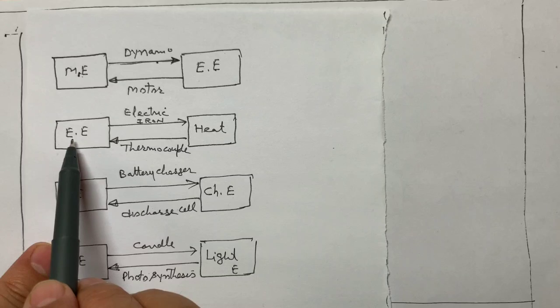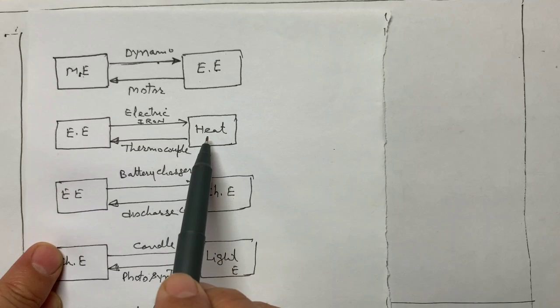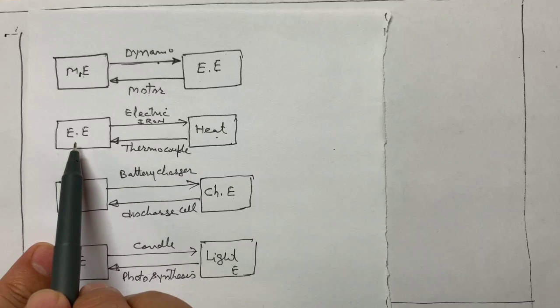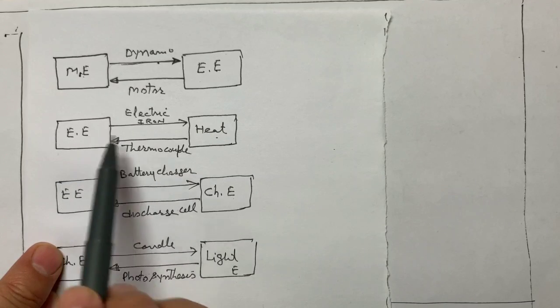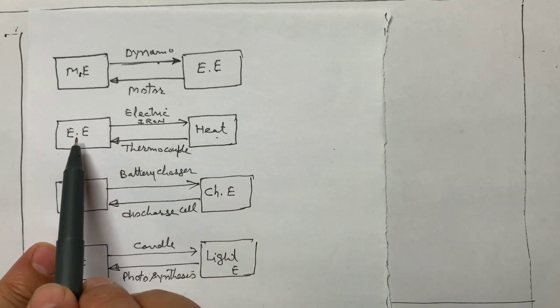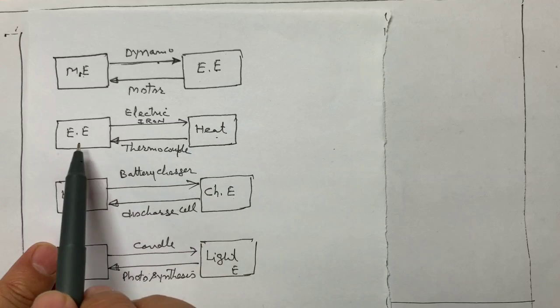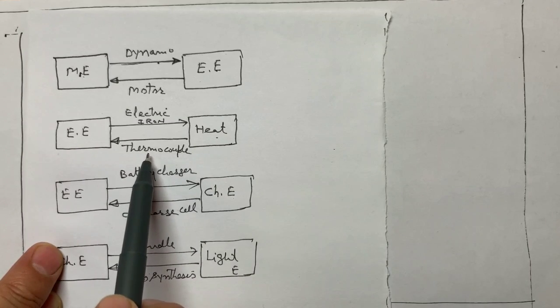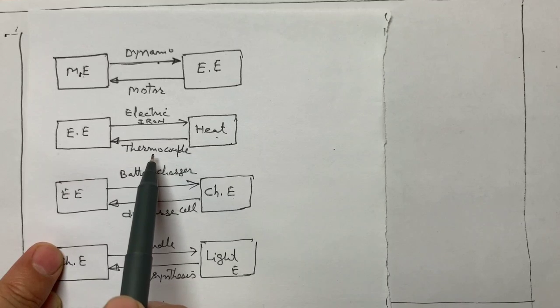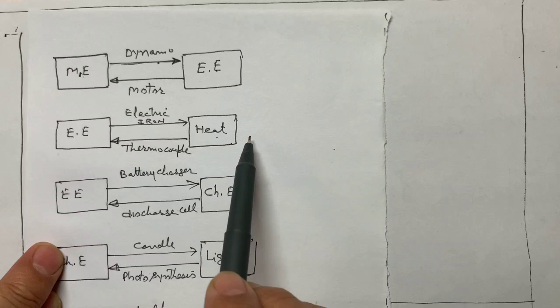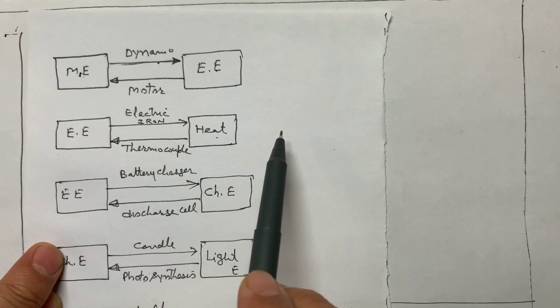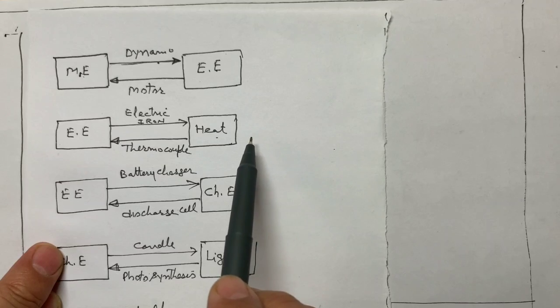And next, electrical energy is converted into heat energy, and heat energy is converted into electrical energy. Electrical energy is converted into heat by the press, the electric iron. Heat is converted into electrical energy by the thermocouple. What is a thermocouple? Basically, a thermocouple is a couple of two wires made from different materials, which are joined at the ends in this way.